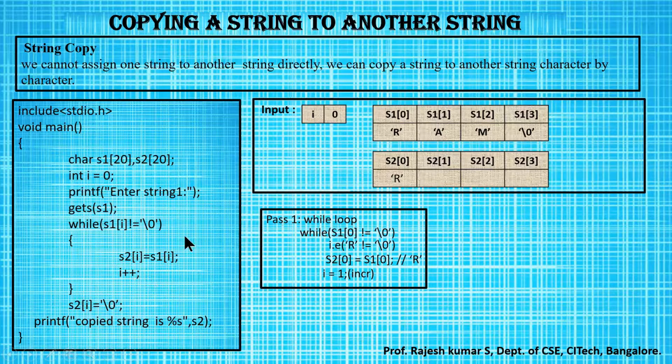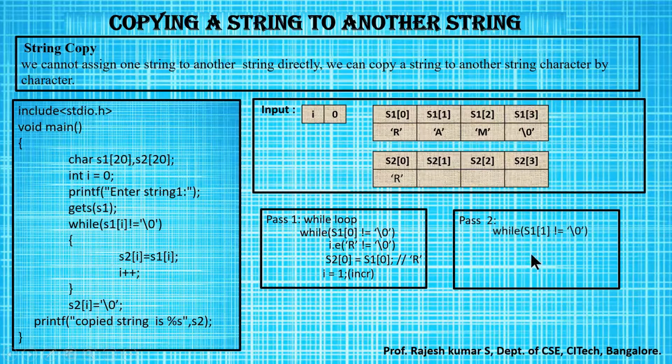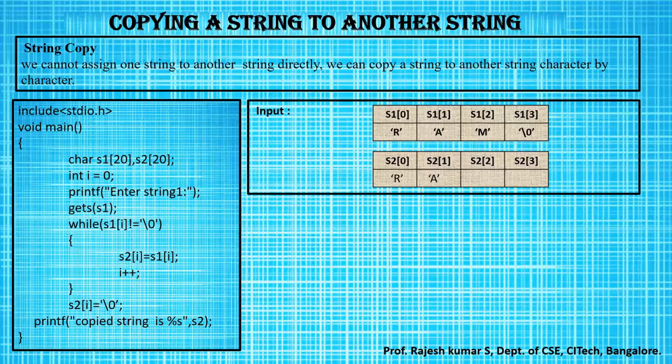When the I value becomes 1, I have to loop back. So in the second pass, when the I value is 1, we are checking S1 of 1 not equal to null. What is S1 of 1? A. Is A not equal to null? Yes, A is not equal to null. Next, this value should be copied here. How is it copied? S2 of I is equal to S1 of I. We know the I value is 1. S2 of 1 is equal to S1 of 1. What is S1 of 1? A. A is stored in S2 of 1. Again we increment, and the I value will become 2.